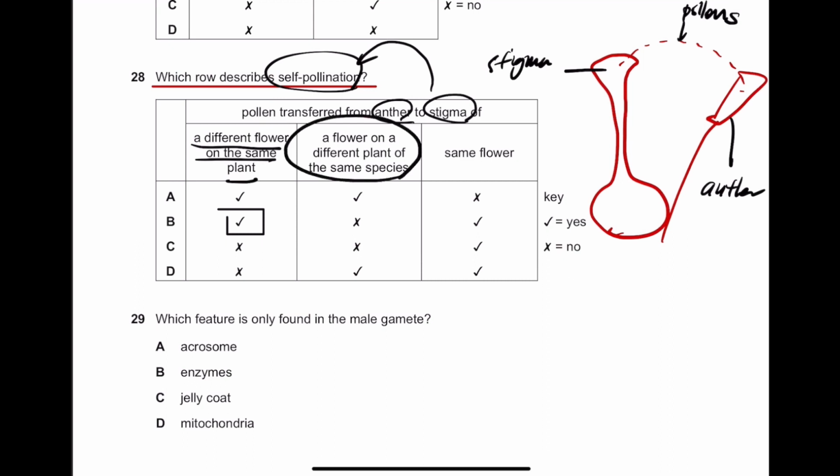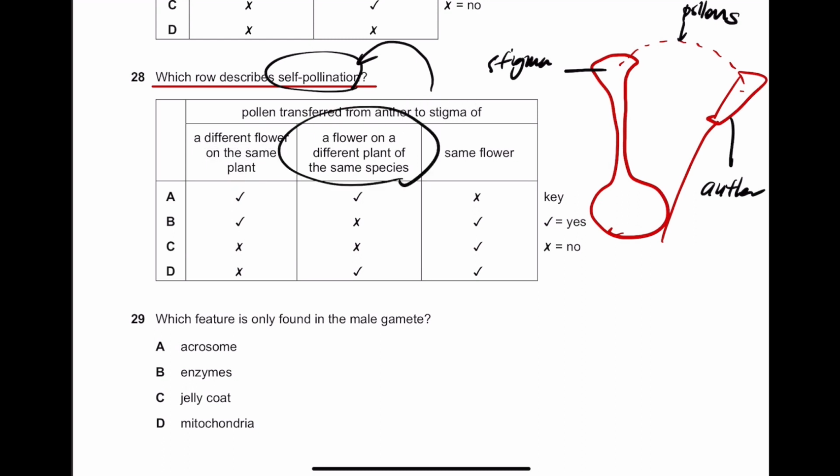But this one, a flower on a different plant of the same species, no. Self-pollination is not the movement of pollen from the anther to the stigma of a flower on a different plant of the same species. It sounds a bit ambiguous and quite confusing. This means same species.